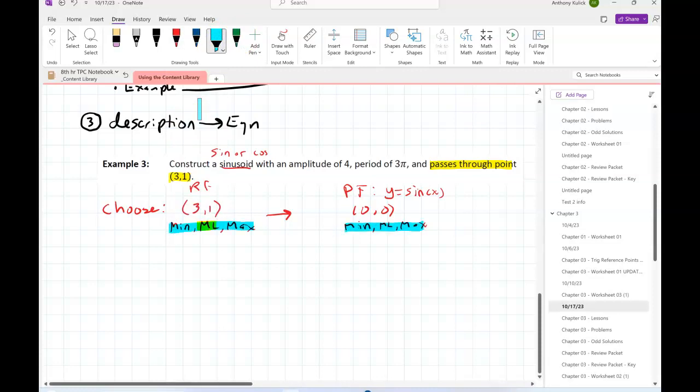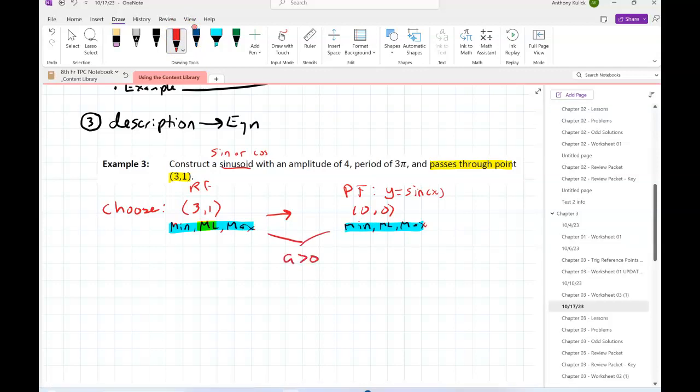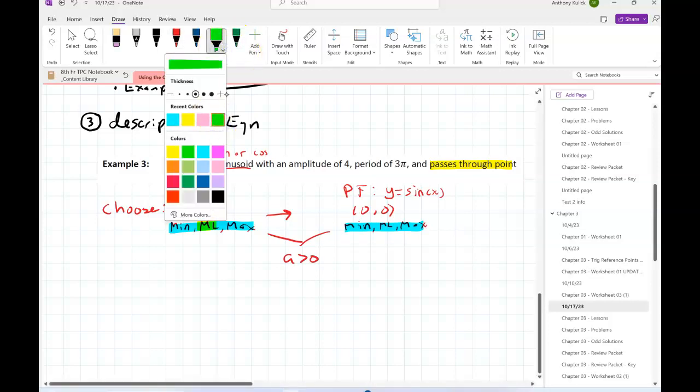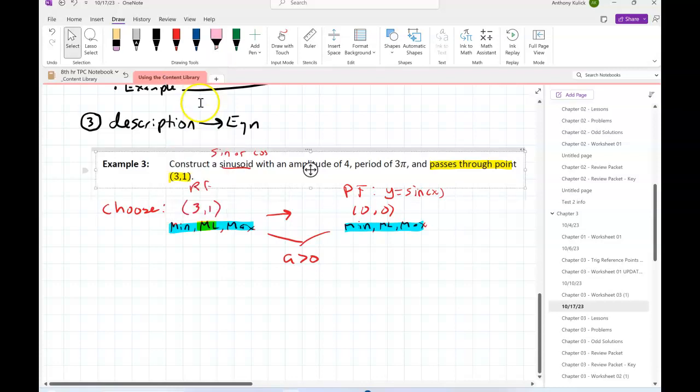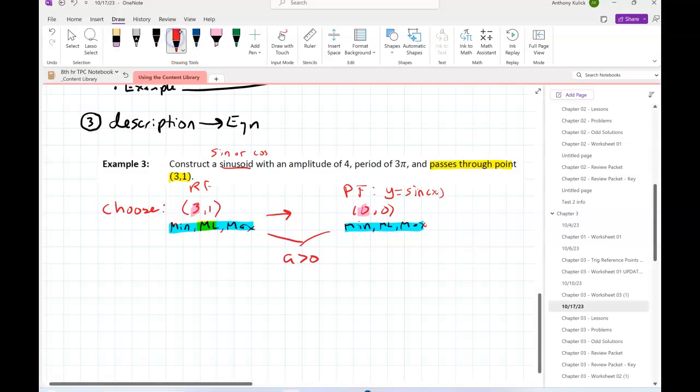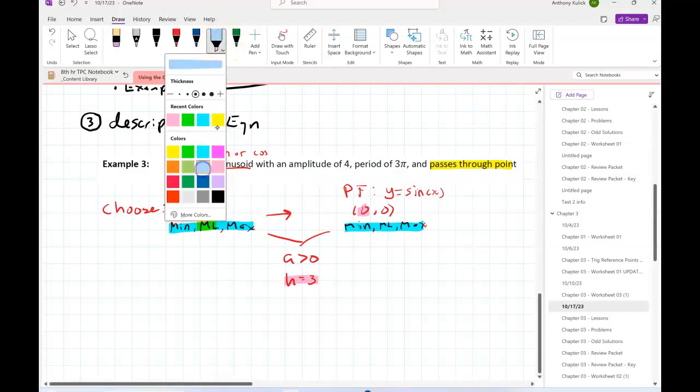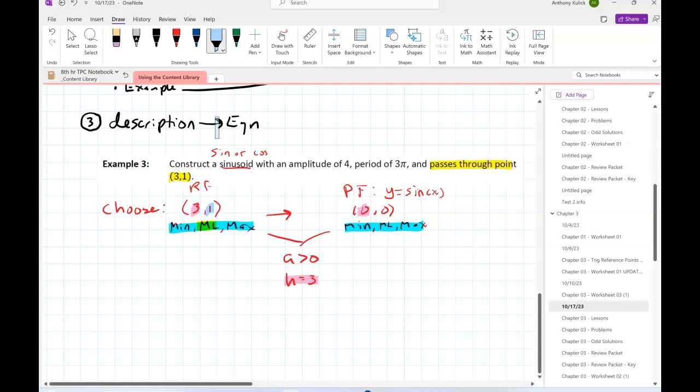Since these are the same type of midline point, that tells me that the A value has to be positive. Since the x-coordinate of my reference point is 3, that tells me h has to be 3. And because the y-coordinate of my reference point is 1, it tells me the k has to be 1.